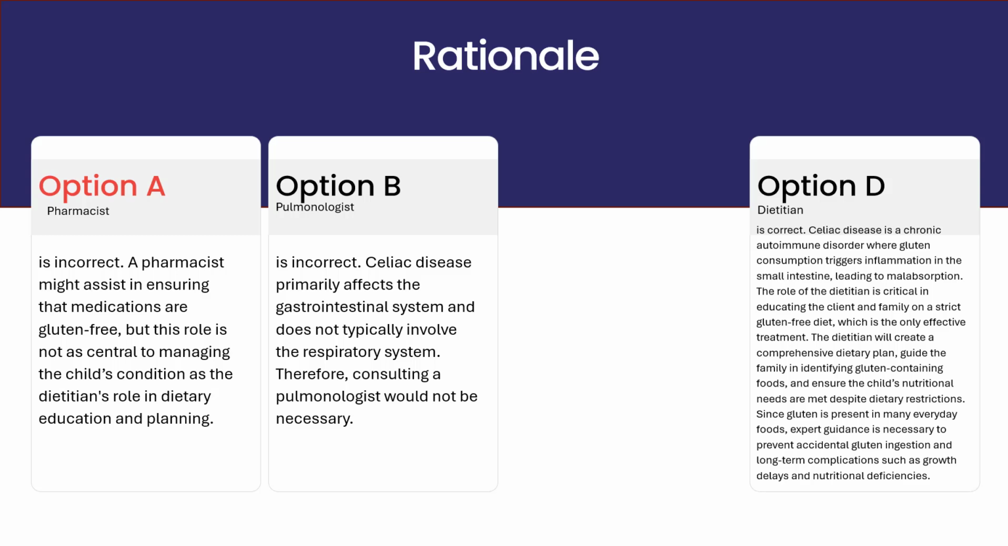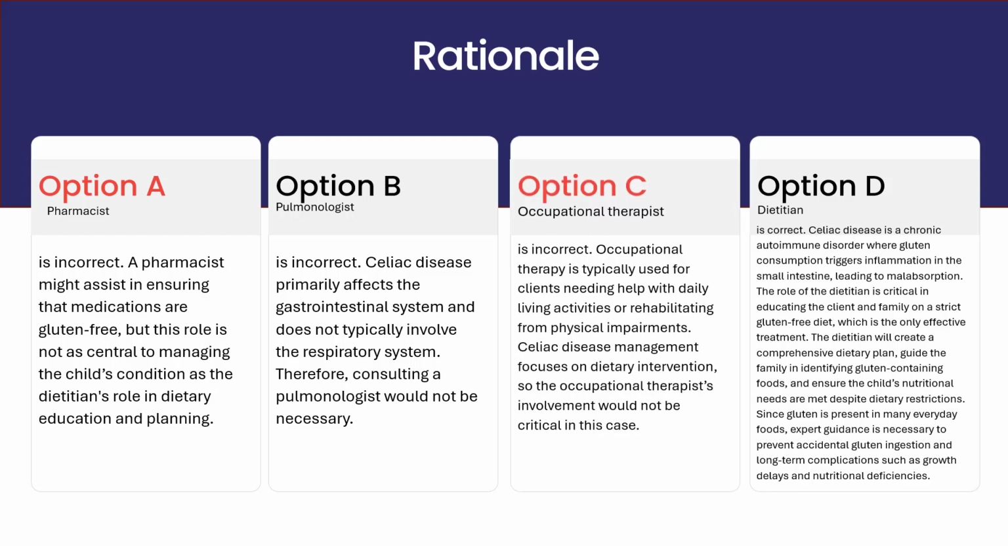C is incorrect. Occupational therapy is typically used for clients needing help with daily living activities or rehabilitating from physical impairments. Celiac disease management focuses on dietary intervention, so the occupational therapist's involvement would not be critical in this case. Let's move on to the next question.